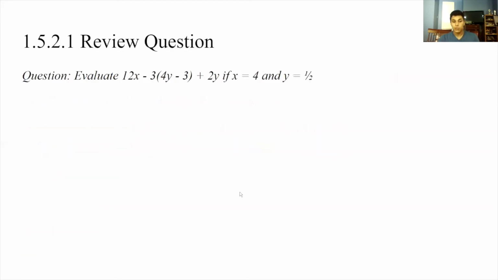And then finally, we did one last review question where we evaluated this expression if x equals 4 and y equals 1/2. We did encounter a few rules about distribution in the distributive property, where if it's minus a number being multiplied by an expression in parentheses, so here we have -3, then you have to multiply by -3 instead. We talked a little bit about negative numbers and how they multiply. And then finally, we talked about how sometimes it's easier to simplify equations first and then substitute.